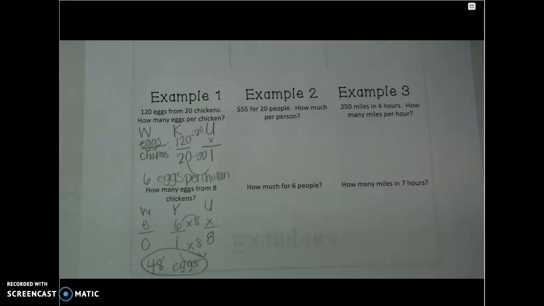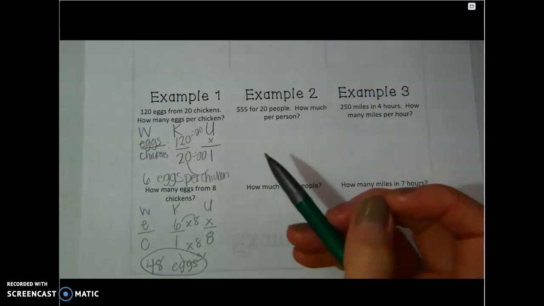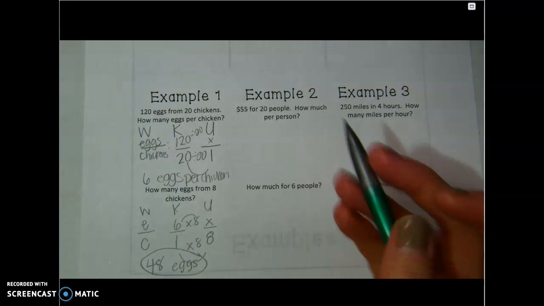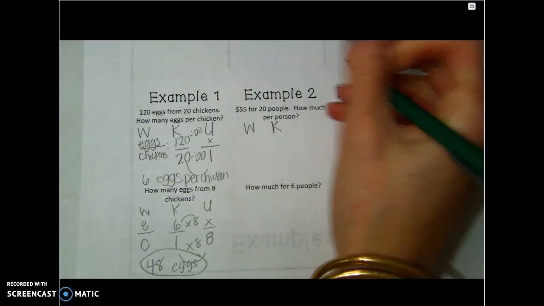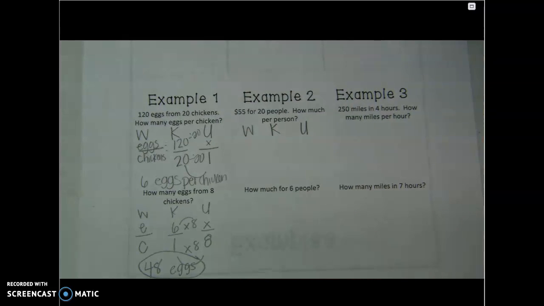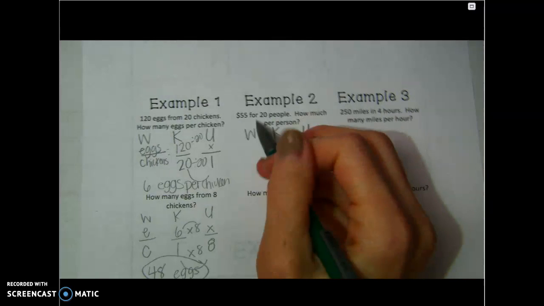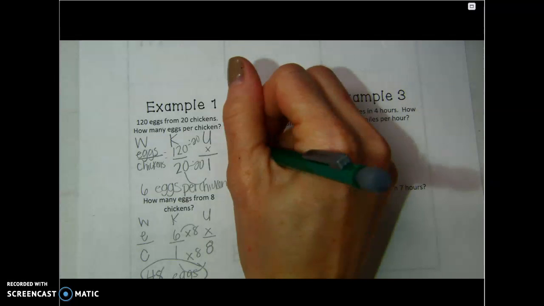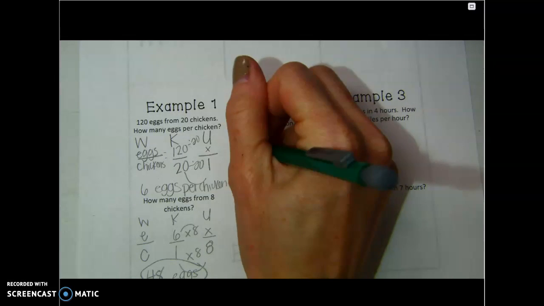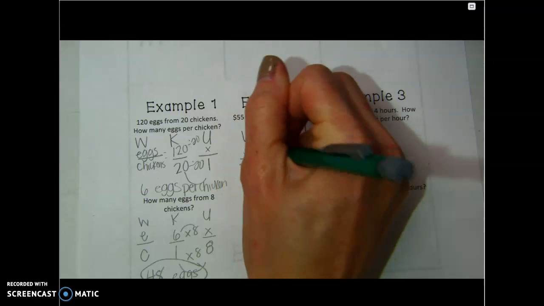All right, let's look at example 2. $55 for 20 people, how much per person? So this is like a dinner or something. So go ahead and write your W for words, your K for your known, and your U for your unknown. So our words is going to be money over what? People, good. And I'm just going to put the $ sign. That's okay if you want to do that, just so we know what it is. Money over people.